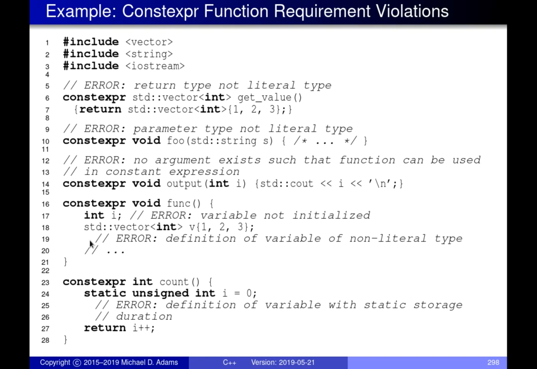Let's see what we have here. Again, here we have a local variable which is not a literal type. std::vector has to allocate memory. Because of this, it doesn't have a trivial destructor, and because of this, it's not a literal type.